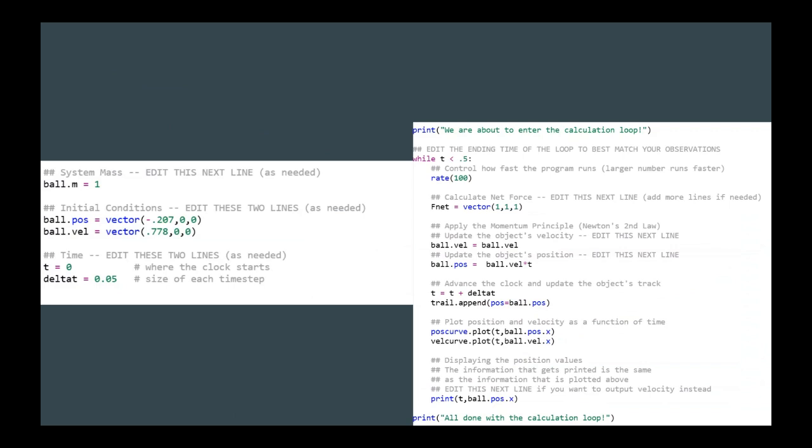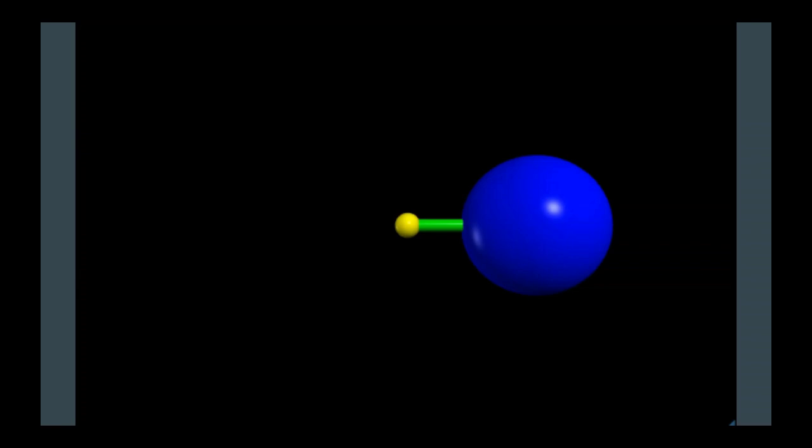Here, as you can see in GlowScript, I changed the ball velocity according to what was found in Tracker and used the model to update the position of the ball depending on the constant velocity of the object. As you can see in this model, the ball moves in a straight line, uninterrupted by any outside forces.